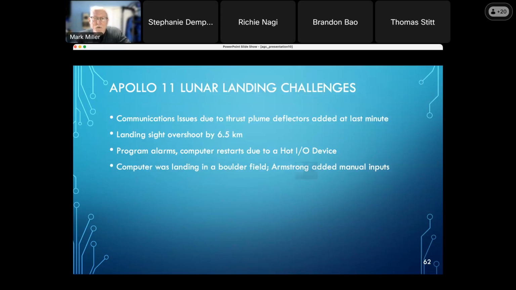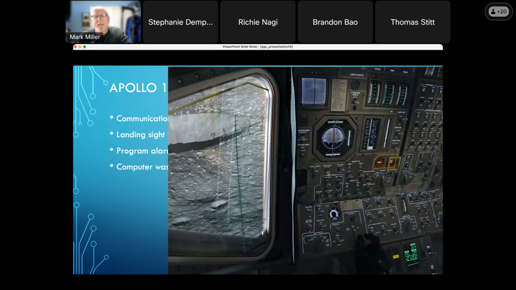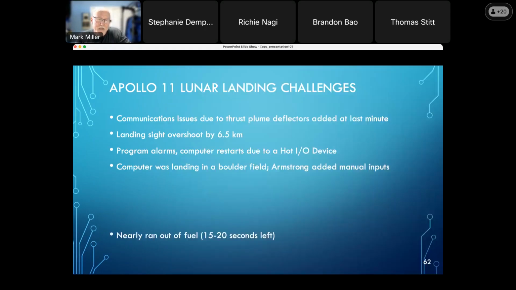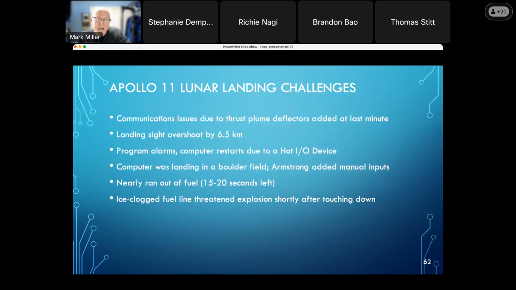So it was landing in a boulder field, so that's basically an artist's rendition of what Armstrong was seeing in the last minutes of flight. They're probably at about 1,000 feet altitude there, and those boulders are the size of houses, and he needed to fly it over that to a safer place to land. So they landed with about 15 seconds of fuel left.